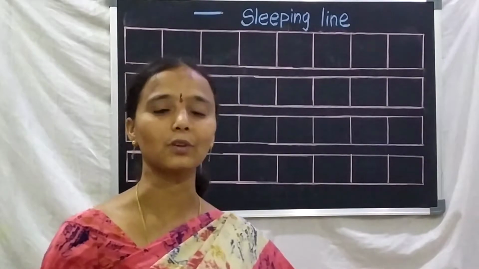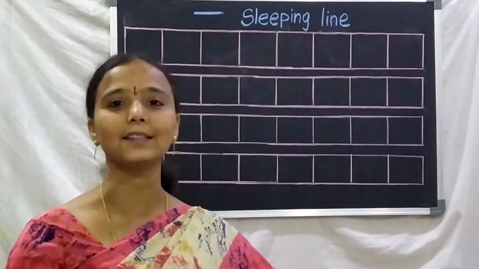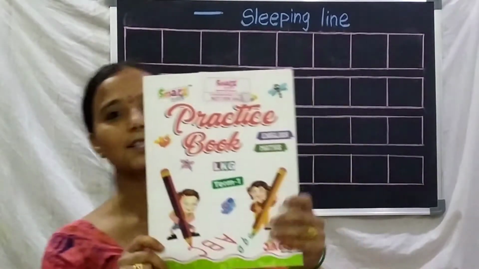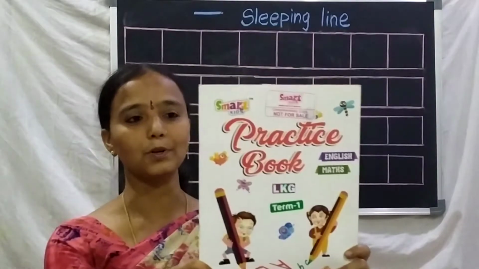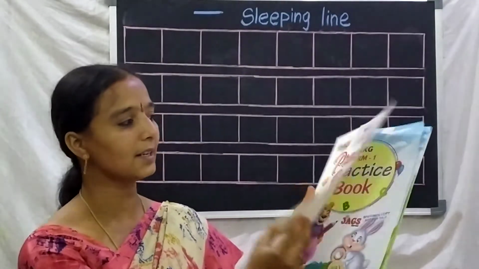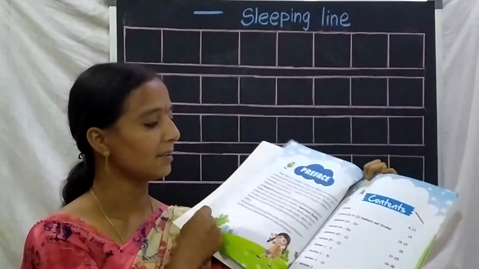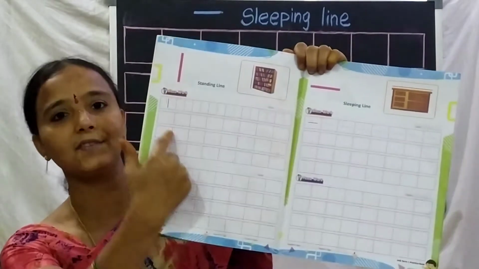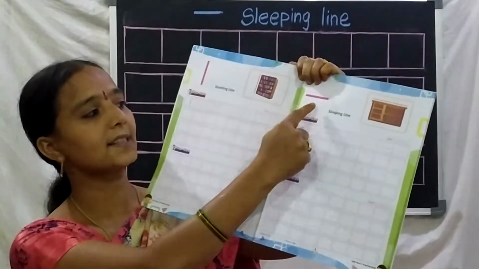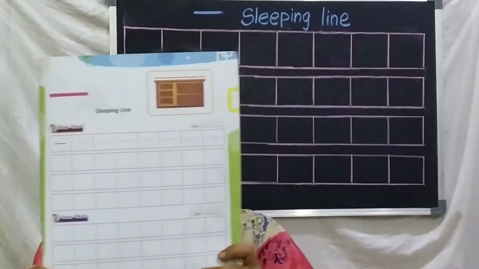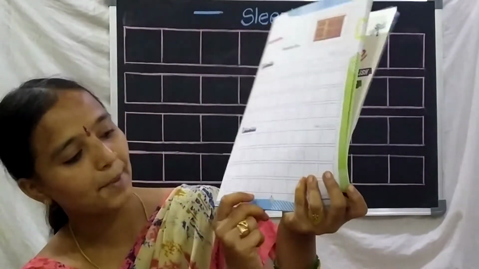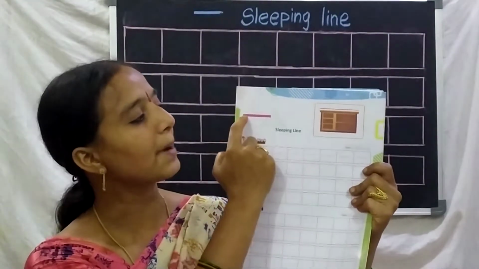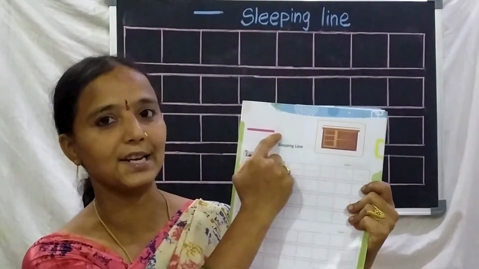Four lions notebook. Thus, today we are going to write the same sleeping lion in the practice book. See here, children. This is your practice book. Open the practice book. Open it. See here, children, this is the standing line. We completed this standing line. Next, go to the sleeping line page. This is the sleeping line. Page number 5. Open the sleeping line page and practice here all of your sleeping line.